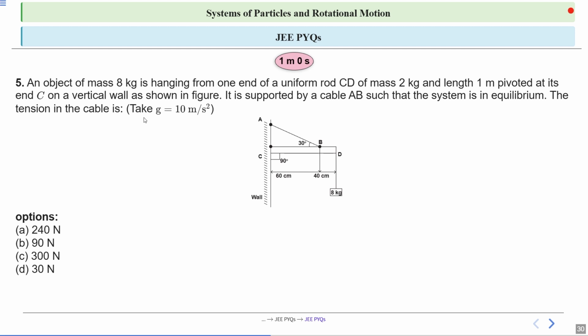So here you have to find out the tension in the cable AB. What is the tension in the cable AB? The given options, option A is 240 Newton, option B 90 Newton, option C 300 Newton and option D 30 Newton. So which option is correct? Please solve this question. You have some time.